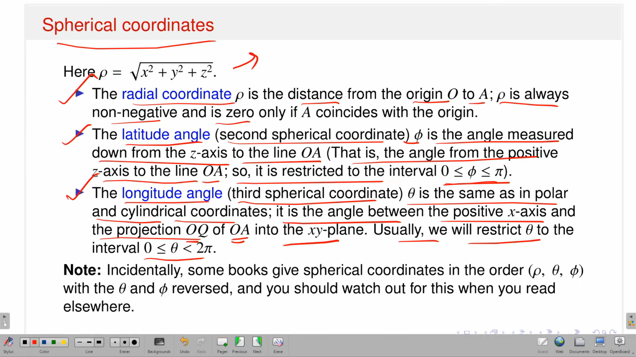So rho is the distance from the origin. Phi is the latitude angle, measured from the positive z-axis to the line joining the origin and the point A, and it should vary from 0 to pi.